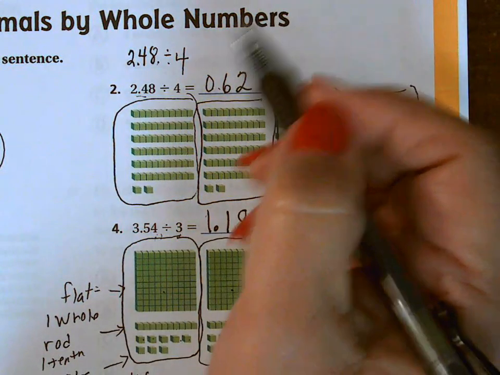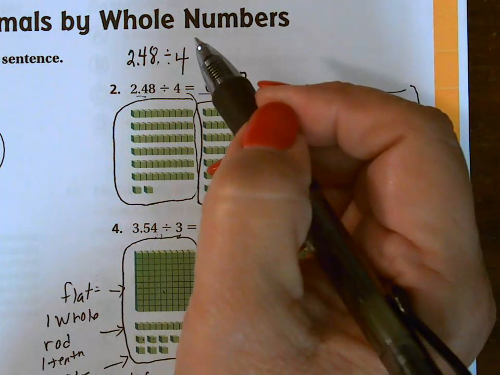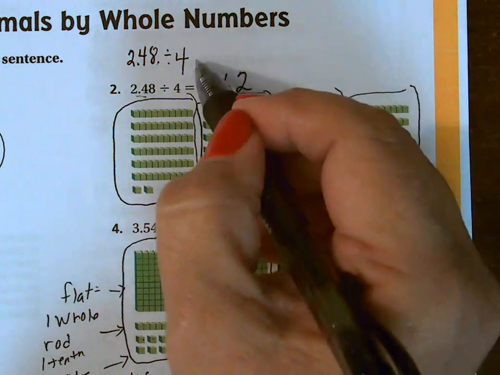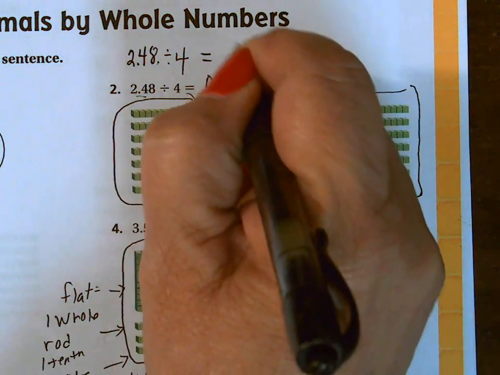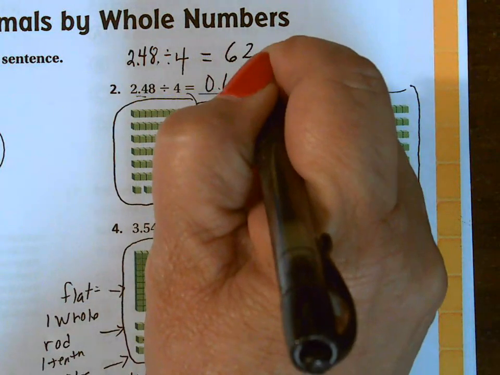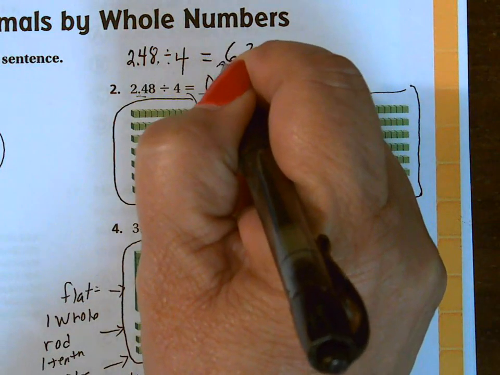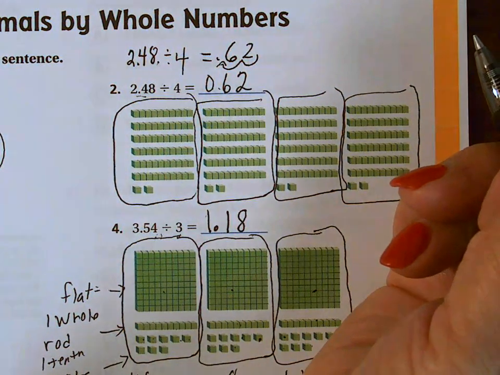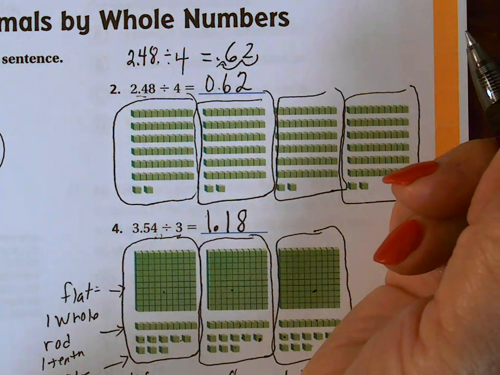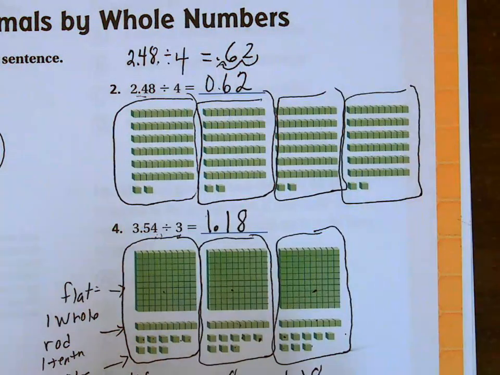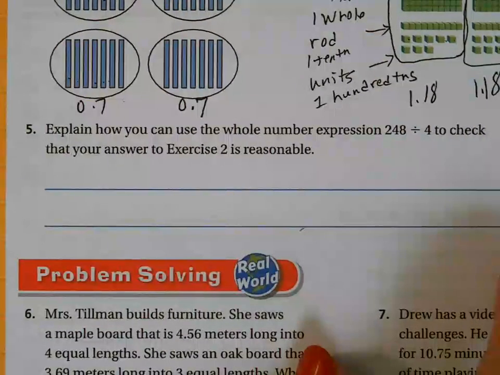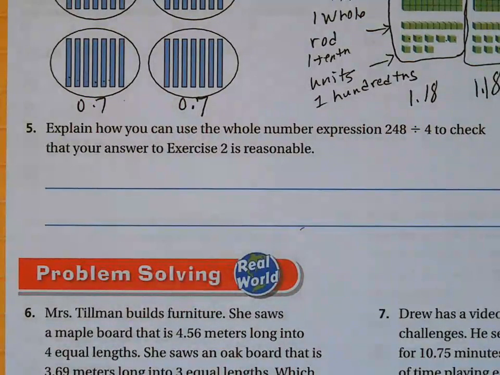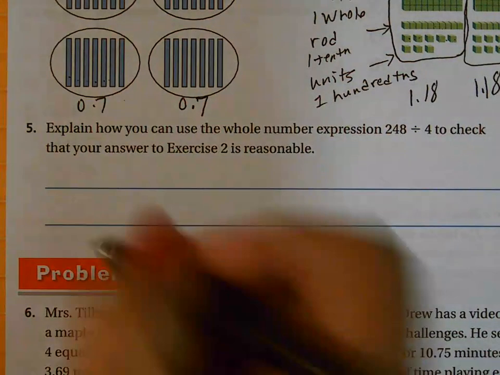If I move the decimal place in the quotient 2 places to the left, and I know that this equals 62, and I move it over here, then I get 62/100. So my answer is reasonable. So here you're going to simply write in, explain how you can use the whole number expression, 248 divided by 4.